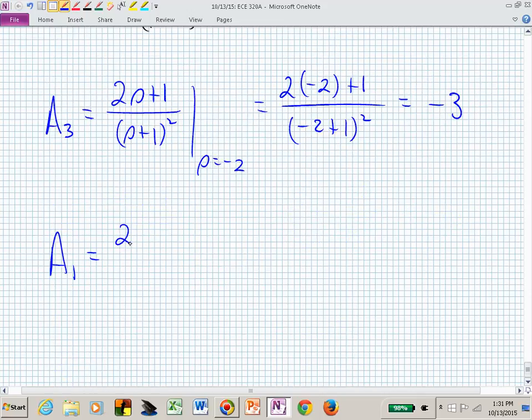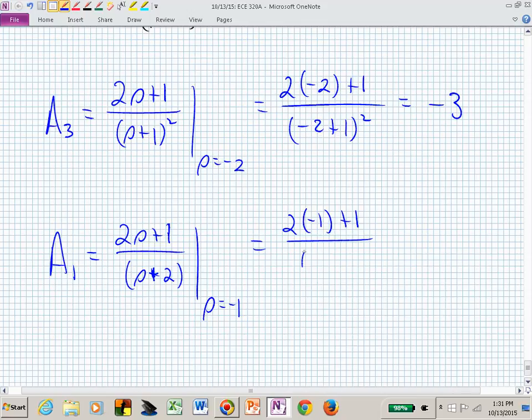But this is now 2s plus 1 over s plus 2, evaluated at s equal to minus 1. Now we have 2 times minus 1 plus 1 over minus 1 plus 2, or minus 1. I knew it! Good intuition.